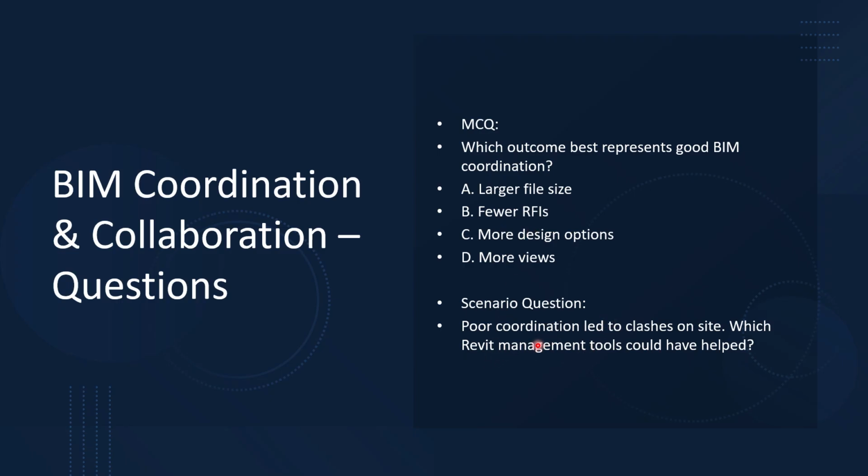Scenario-based question. Poor coordination led to clashes on site. Which Revit management tools could have helped? Well, if you have poor coordination and it leads to a clash on the site, it is about the project phase. Sorry, project phase, maybe design option. For project phases, you have to be very clear which elements are assigned to which project phase, and that way you avoid clashes on the site.